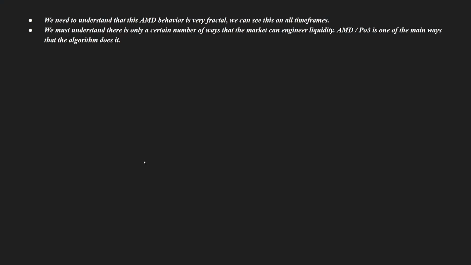Following that, again, as talked about many times in our previous videos, everything is fractal. Everything in the market is very fractal, especially AMD. We can see this on all time frames. And when understanding AMD, it is simply a pattern that forms. So understand that there's only a certain number of ways that the algorithm, the market, can engineer liquidity. AMD Power 3 is essentially one of the main ways that the market is going to engineer liquidity and reach our drawn liquidity.